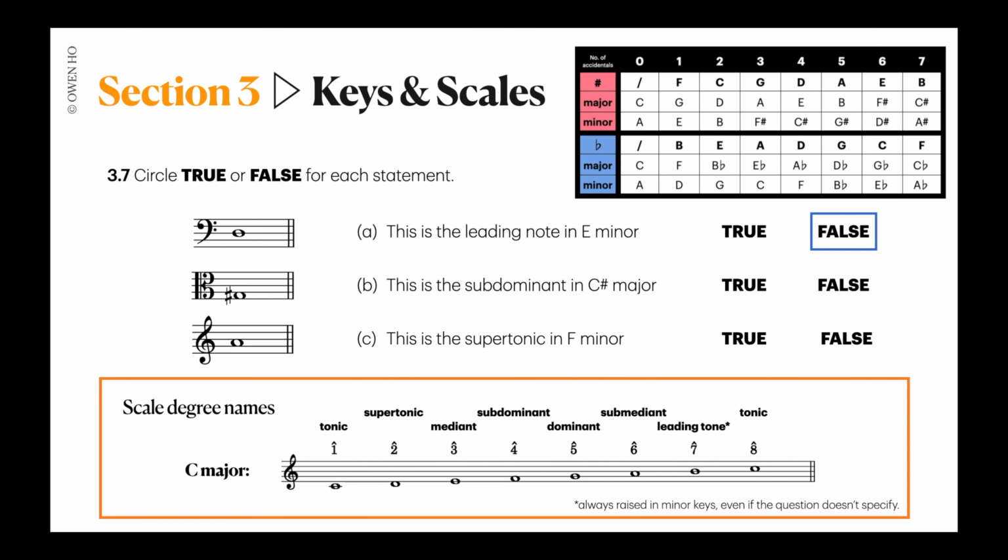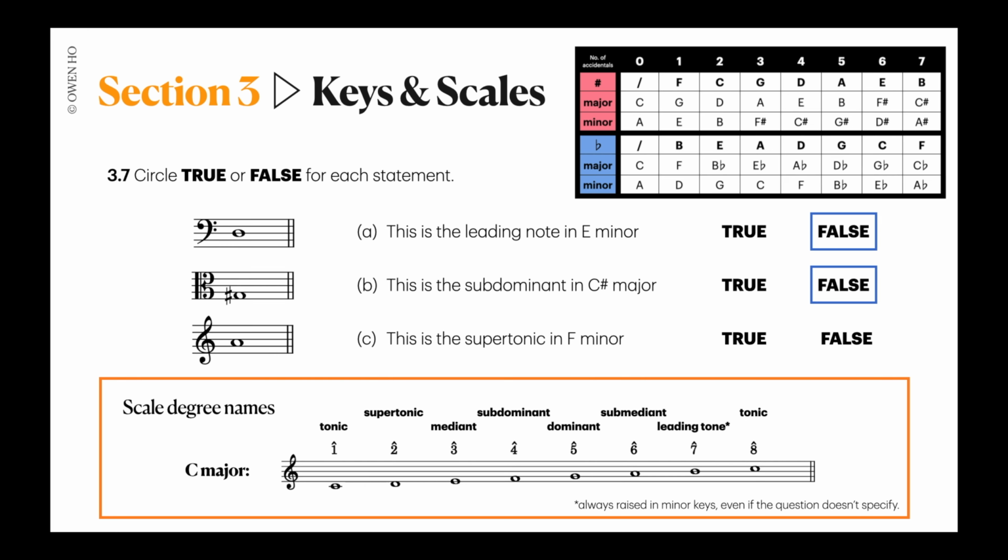In the second question, we're given a C sharp major. And the note in concern here is a G sharp in the alto clef. Now let's think about the C sharp major scale. What is the subdominant or the fourth note of the scale? Well, that will be from C, which is the first note, and D, E, F. So that should be an F. And of course, according to the key signature grid, in C sharp major, we should also have an F sharp. So in this case, the subdominant in C sharp major should be an F sharp, but not a G sharp. So the answer is false.